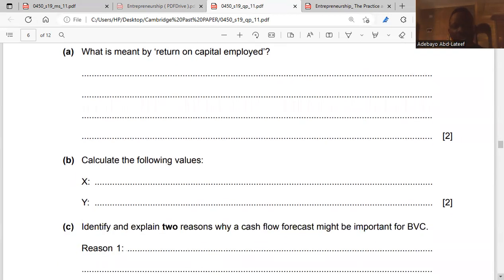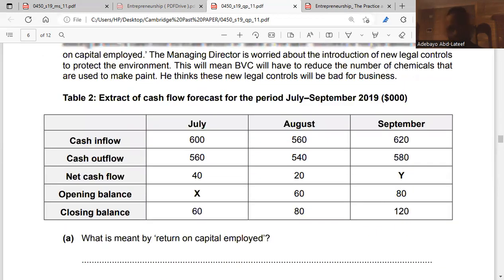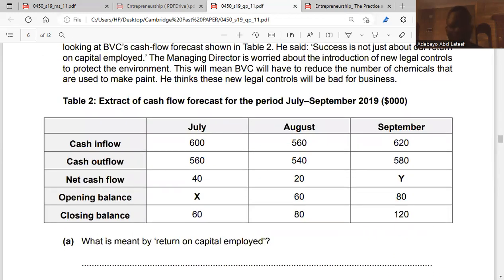It said calculate the following values, X and Y. So let's go. This is a cash forecast. Our cash inflow is the amount of money that comes into the business. Cash outflow is the amount of money we are expected to spend. That is what cash inflow and outflow are about.